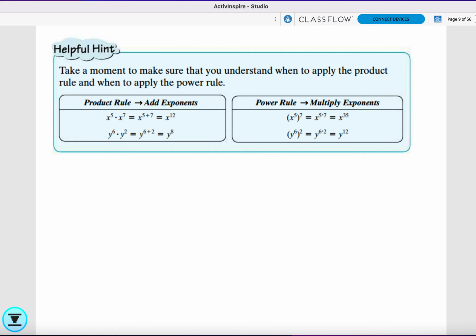Here's a helpful hint. Take a moment to make sure that you understand when to apply the product rule and when to apply the power rule. Product is when you have two things being multiplied, and power rule is when you have a power to a power. Okay? So take your time to write this helpful hint, guys. Make sure you pause here. Alright, I'm going to move on.